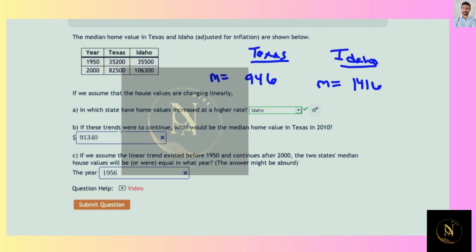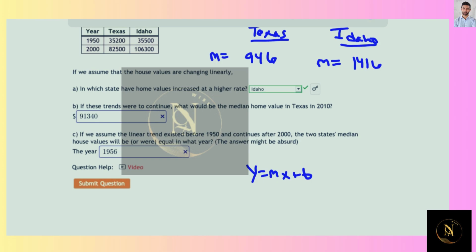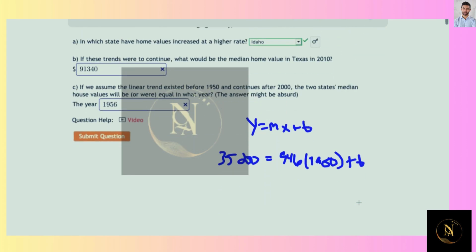If these trends were to continue, what would be the median home value in Texas in 2010? Well, we need to find the equation for Texas. We already know the slope. If we take the year 1950 and 35,200 is the y, with a slope of 946 and an x of 1950, we can find the b value by subtracting 946 times 1950 from both sides.